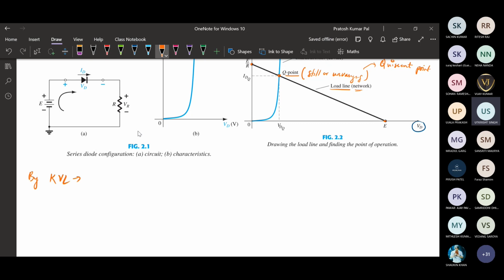So by using Kirchhoff's voltage law, whatever voltage drop is there, whatever energy supplied and whatever energy drop is there, that will be equal. So by KVL applied to this complete network, we can write: this E voltage is the supply, and here some voltage is dropped at the diode and some voltage will be dropping at the resistor. So this E, that is the total supplied, minus VD minus VR will come out to be 0.